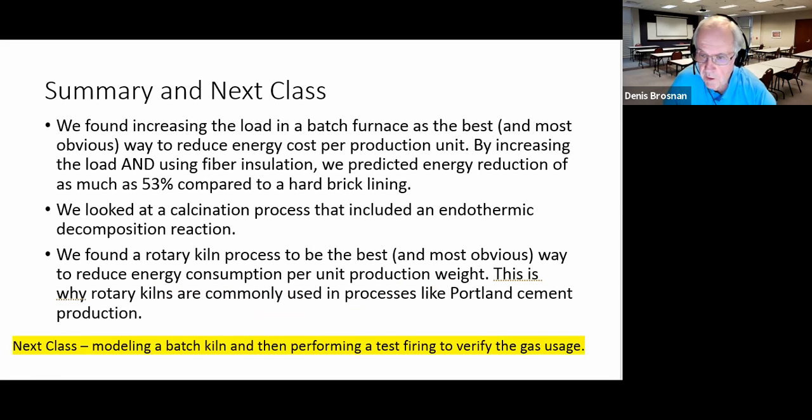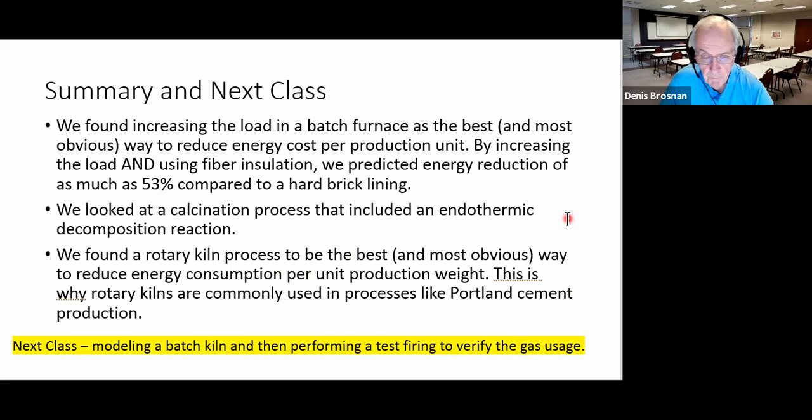So we started out by asking the what if question with process burden and different types of insulation. We're using e-solutions here. Using our little what if simulation, we predicted an energy reduction of as much as 53% if we maximize the load in the kiln and play some games with the refractory lining configuration.